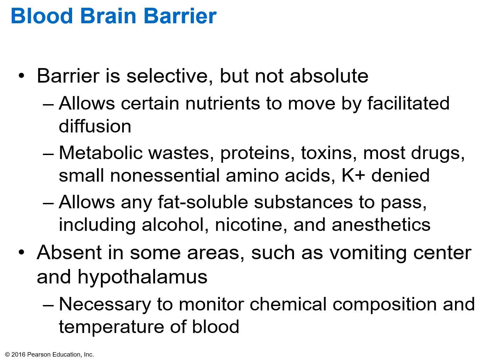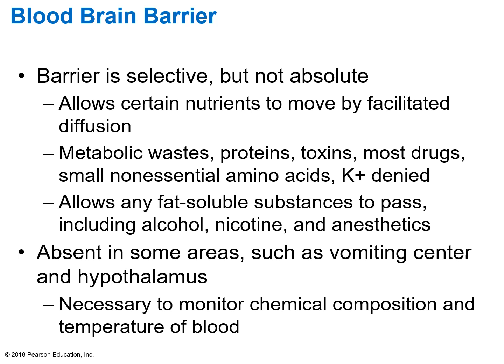We're looking at the blood-brain barrier. So this barrier is selective but not absolute. It allows certain nutrients to move by facilitated diffusion. So the idea here is that it is this kind of ultrafiltrate, and hopefully only the good stuff gets in, and the stuff that we don't want our brains exposed to gets filtered out and not allowed up into that cerebral spinal fluid. So metabolic wastes, proteins, toxins, most drugs, small non-essential amino acids, and potassium are going to be denied. It allows any fat-soluble substances to pass, including alcohol, nicotine, and anesthetics.